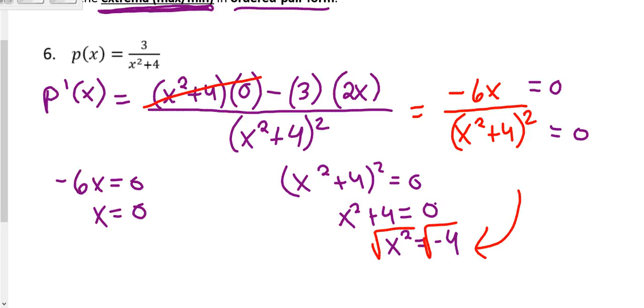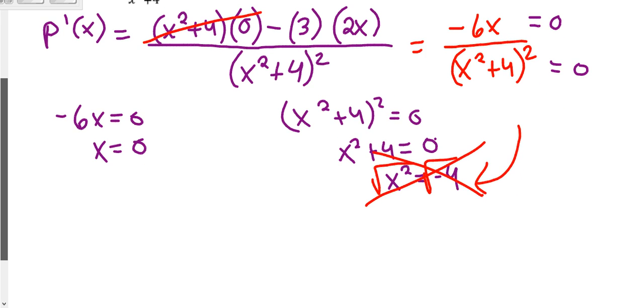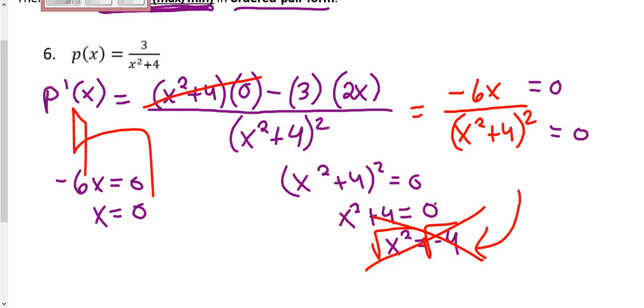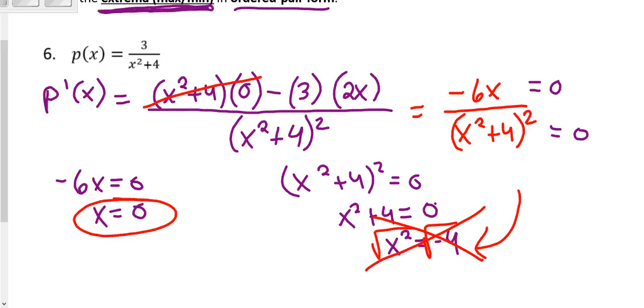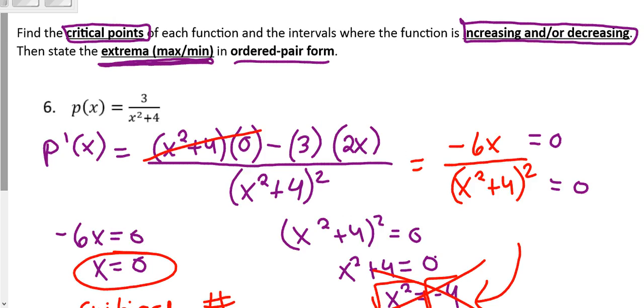Now, we do not have imaginary numbers on our x and y coordinates, so we cannot have that in our function. So this does not give us any information that is useful in this context. Because we cannot take a square root of a negative and get a real number, this does not matter, so we're done. We only have one critical number. Our one critical number is x equals 0. Okay, so first part of this problem, check.